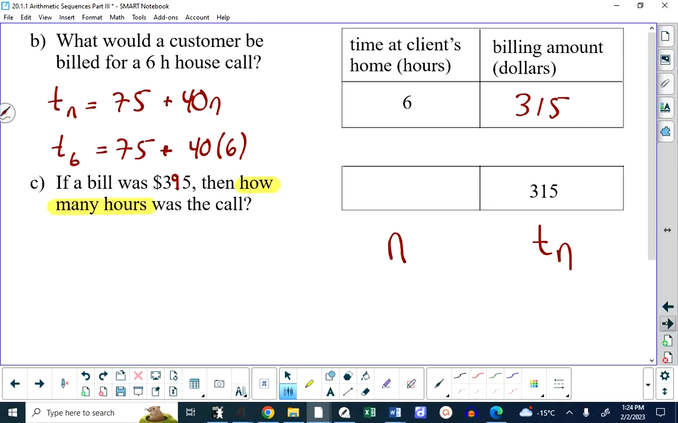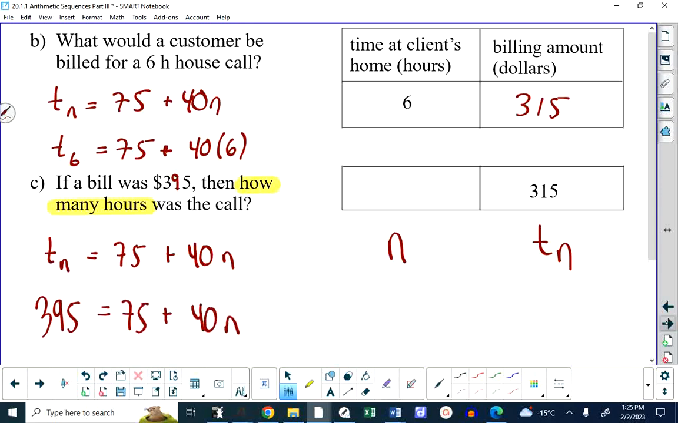Now, I realize you could probably just figure that out by looking at the fact that 6 hours was $315, but let's do it algebraically. What you would now have is the same equation, but this time you're putting Tn in, and you're solving for n.